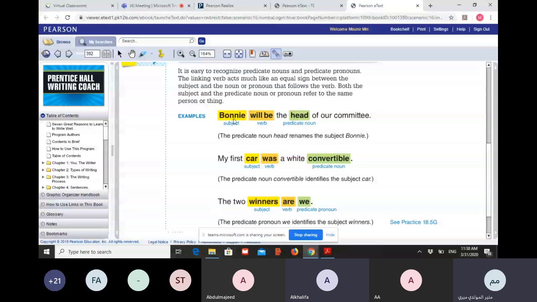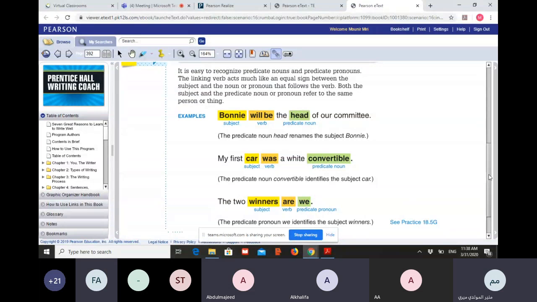Okay? Here, skip the second example, go to the third example, where we find a predicate pronoun rather than a predicate noun. But all of them, whether it is a predicate noun, a predicate pronoun, or a predicate adjective, are called subject complements. In the example, the two winners are we. After the linking verb, which is are, we have we. We here is not a noun. However, it is a predicate pronoun.